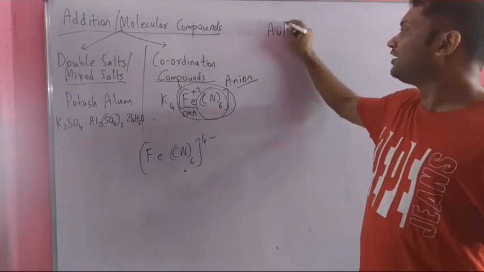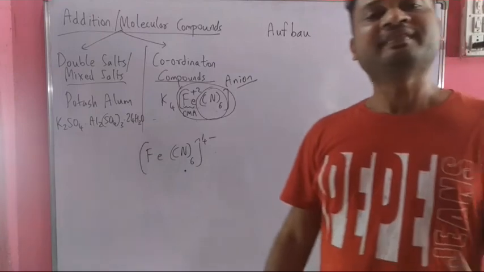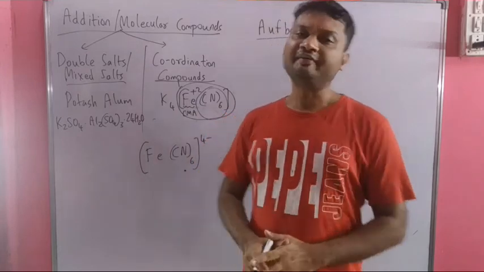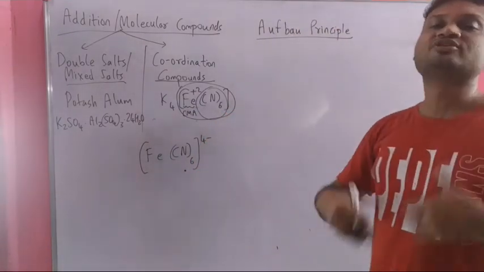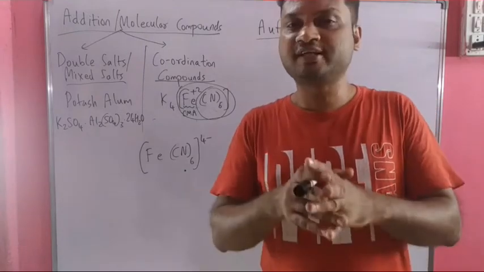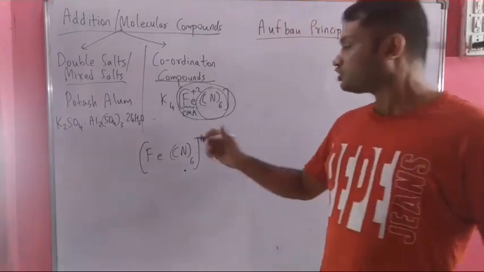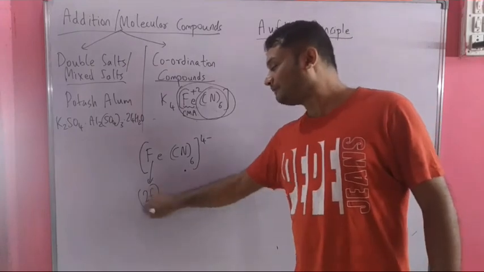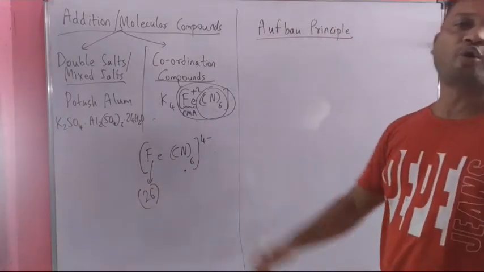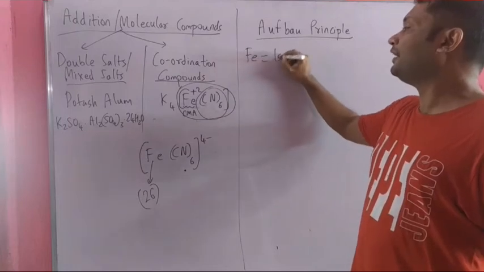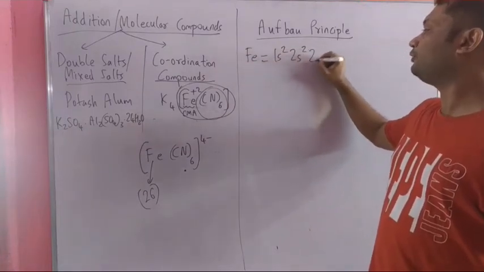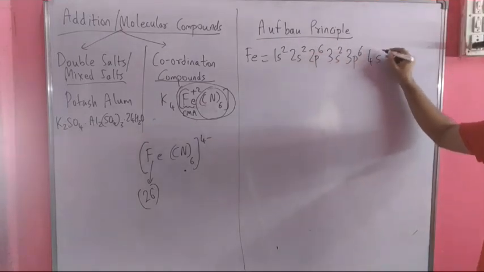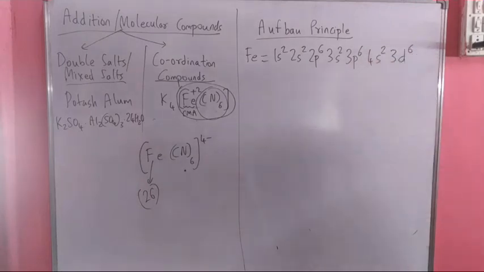So if you remember 11th standard, you have studied atomic structure. There we have the Aufbau principle, which is used to find the electronic configuration of any atom or ion. So let us try to find the electronic configuration of the iron atom. Iron has atomic number 26. So let us write the electronic configuration for iron. It will be 1s2, 2s2, then 2p6, then 3s2, then 3p6, then 4s2, then 3d6.